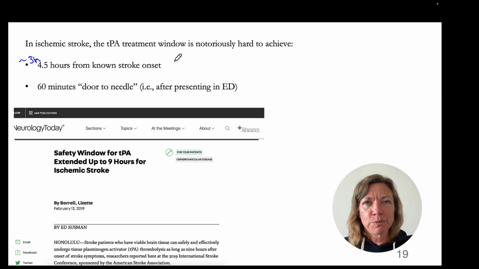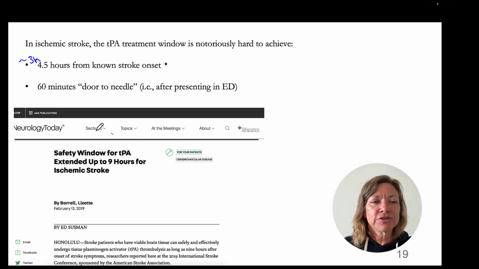And the reason there's a treatment window is that prior to that time, the benefits of TPA outweigh the risks by popular consensus. Now, within that time, it involves getting someone to a stroke center where TPA is available, which might be in some emergency departments, not all, and also doing imaging to rule out hemorrhagic stroke. Because of course, even though hemorrhagic strokes are the minority of strokes, you don't want to administer an anticoagulant to someone who's actively bleeding. And so it's notoriously difficult. So often this is an acceptable guideline. I've also heard 60 minutes door to needle. So once you get someone into the emergency department, that's a goal.